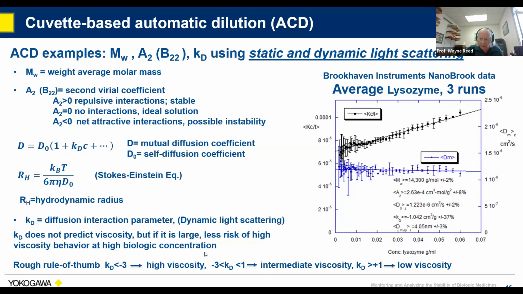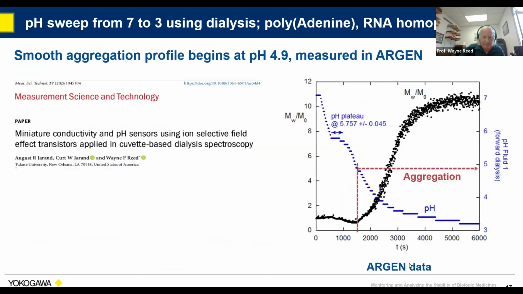So if you're looking to see if your biologic is going to be too viscous at high concentration, this KD can be informative. If it's greater than 1, typically, then you have a greater chance of success of low viscosity at high concentration. If it's too low, it's probably going to get too viscous to ever be able to inject.